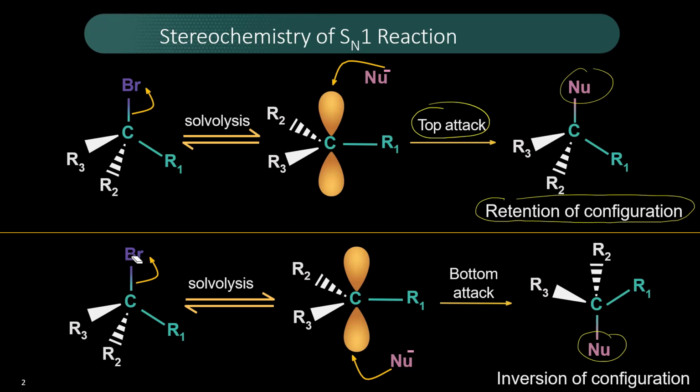See here, this bromine is exiting. It is leaving. And from the bottom, the nucleophile is joining. So whatever the configuration is, it is inverted here in the second condition. In the first condition, it is in the same direction. So the first condition, we call the retention of configuration. The second condition, we call the inversion of configuration.